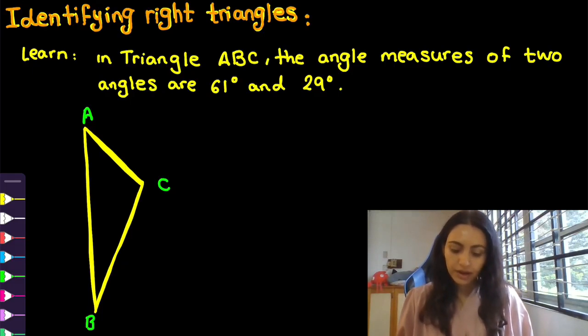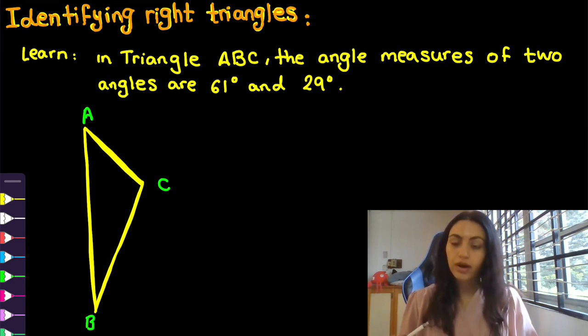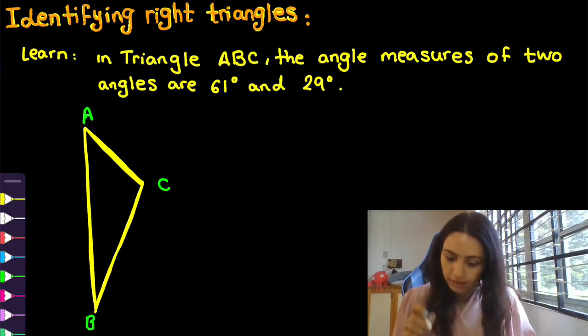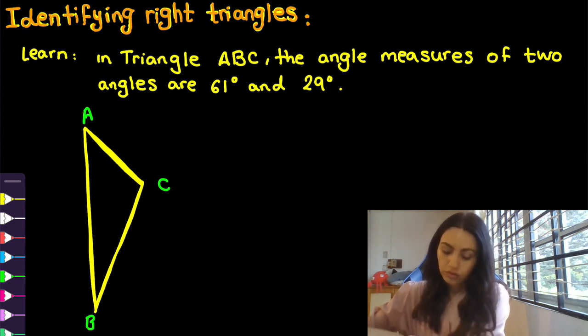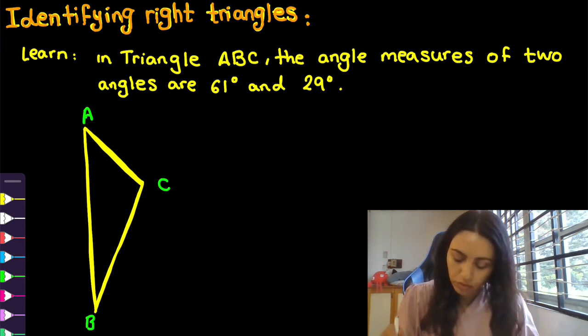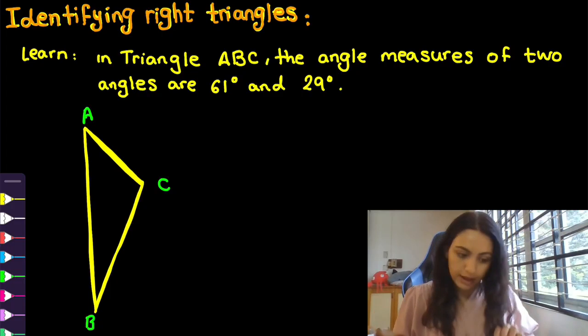Okay, today we're going to talk about identifying right triangles. We're going to talk about some of the rules that we need to remember when solving a triangle with the right angle. The first part is, in triangle ABC, the angle measures of two angles are 61 and 29. I'm going to show it in the picture, what we have.